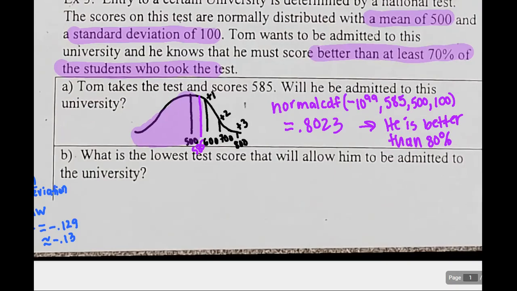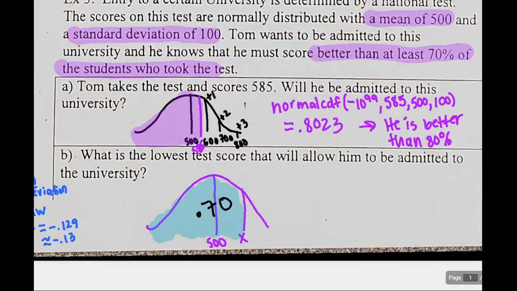So in the next one, it says, what is the lowest score that will allow him to be admitted to the university? So he's beyond. We want to basically know where is that 70%. If I have my normal distribution, we have 500. We want to know what value, I'm just going to call it X, would give us, from all the way from there to here, 0.70. Okay, that's what we want.